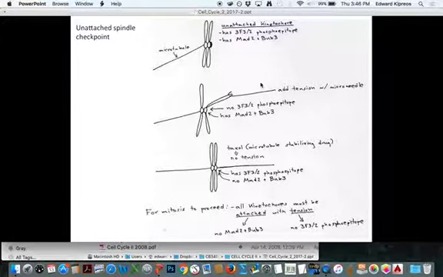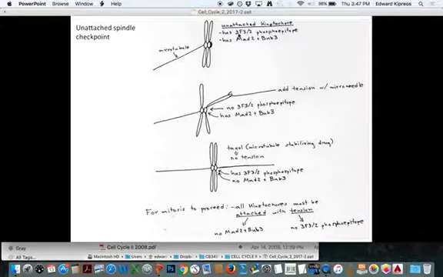Okay. All right. So this is a hand drawing, and it's just going to be going over the different things that have to happen for this checkpoint to be satisfied. Okay, so the kinetochore is where microtubules are attached. So if you have a chromosome that is unattached on one of the kinetochores, clearly it's not going to get lined up at the metaphase plate, okay?